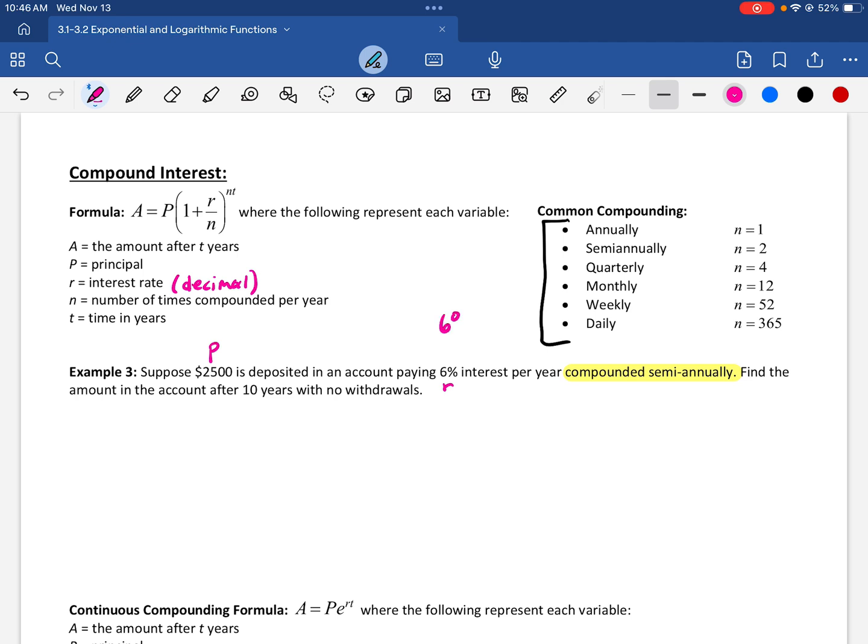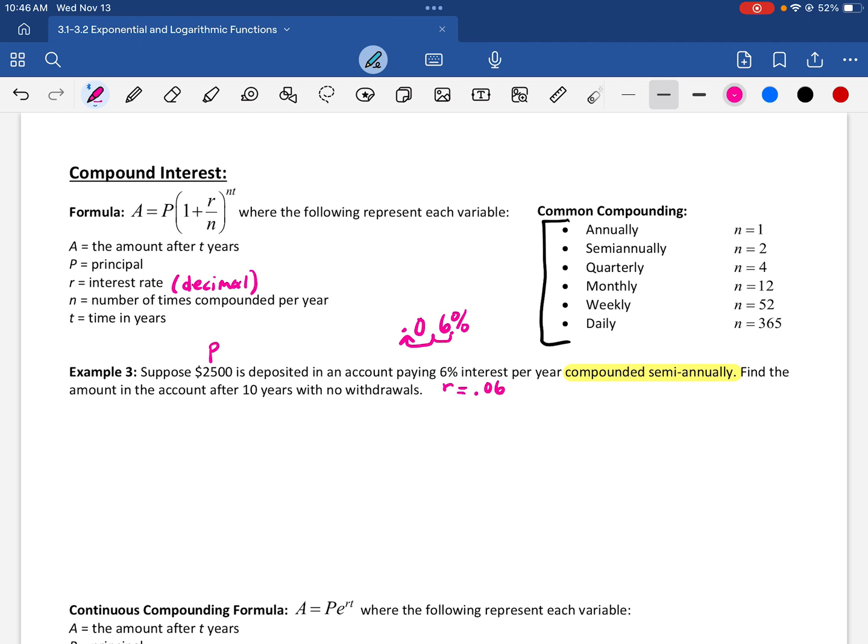So if I take 6% and I want to change it to a decimal, currently the decimal is behind the 6, so I'm going to move it 2 places to the left. So 1, 2, and I'm going to put a 0 in that place. So this tells me that R is 0.06, and that's what I'm going to use in my formula.